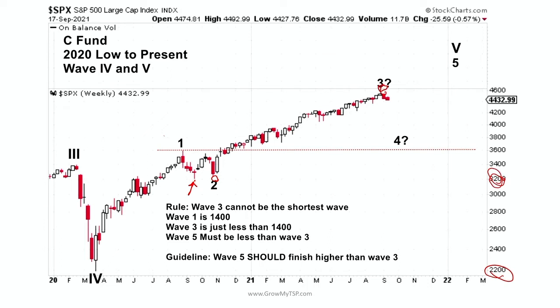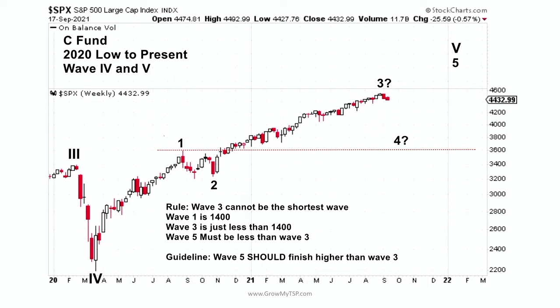4600 would have been 1400 points. So if we had gotten above 4600, then wave 3 would have been longer than wave 1. As it is, wave 3 is just barely less than the length of wave 1. So according to the official Elliott rules, wave 5 now can't be longer than wave 3, because wave 3 can't be the shortest leg. So wave 3 now has a limit on it of somewhere just less than 1400.